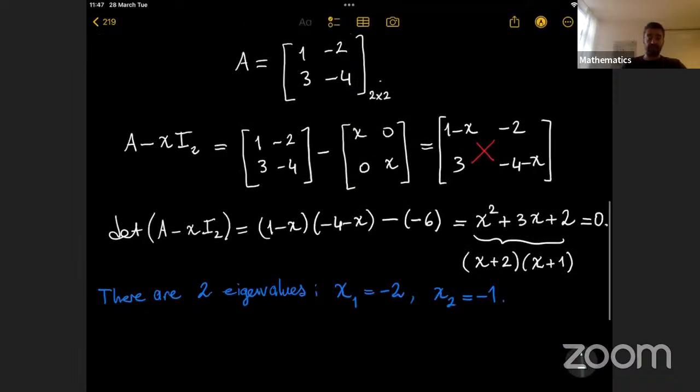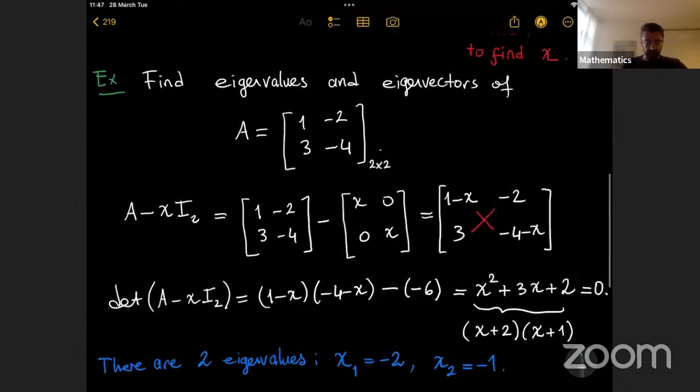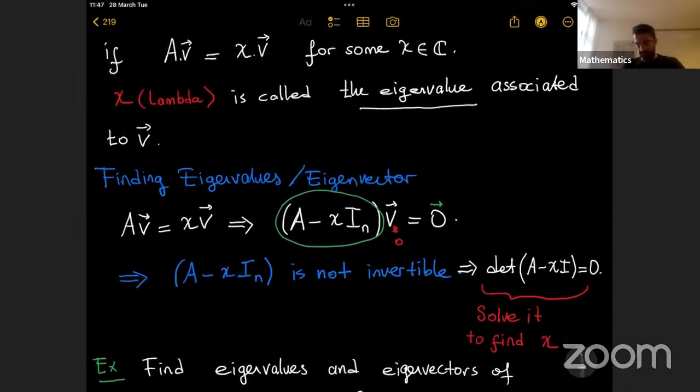Now we will find eigenvectors corresponding to these eigenvalues. So eigenvectors for lambda 1, which is minus 2. Let's return to the eigenvector here. So for the eigenvector, given lambda, you basically solve this system to find the eigenvector. Okay.